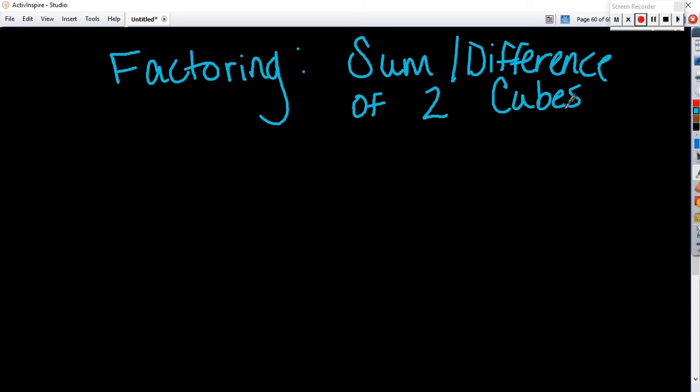Now let me make you a list of cubes on the board, because remember I have the list of squares up here that you referenced for a long time. But since these are cubes, I'm talking about 2 to the third, which is 2 times 2 times 2, which is 8. 3 to the third is 27. 4 to the third is 64. 5 to the third is 125. 6 to the third, 216. 7 to the third, 343. That's about as far as you'll need to recognize for right now.